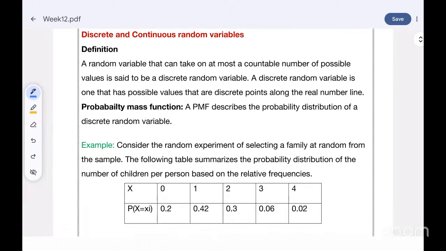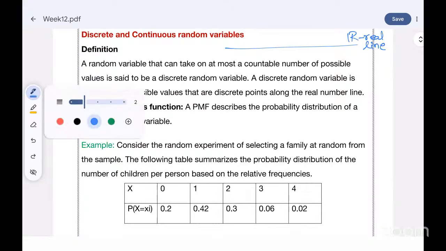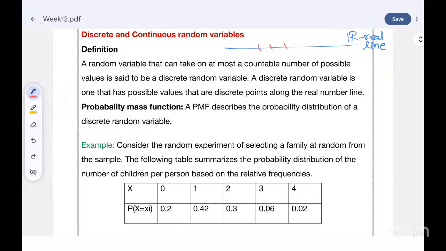So what is a discrete random variable? A random variable that can take at most a countable number of possible values. In that case, we say that it is a discrete random variable. You see that along the real line, only discrete points are taken. If this is the real line, then for a discrete case, it is somewhere like this. Only a few points here and there, only a countable number like this.